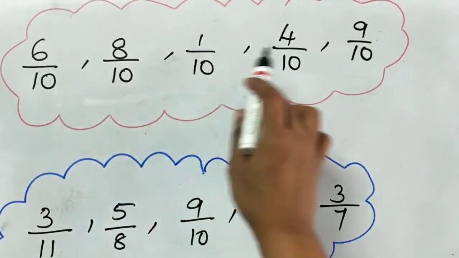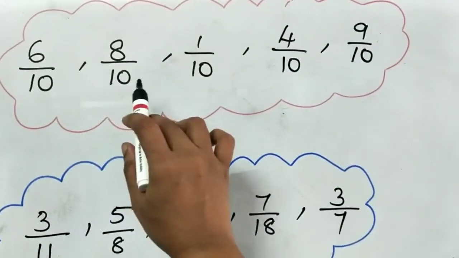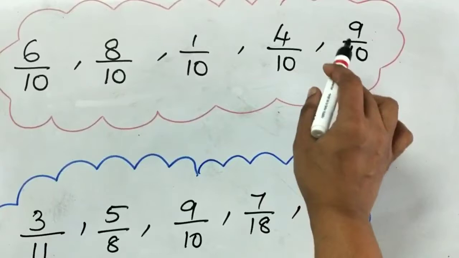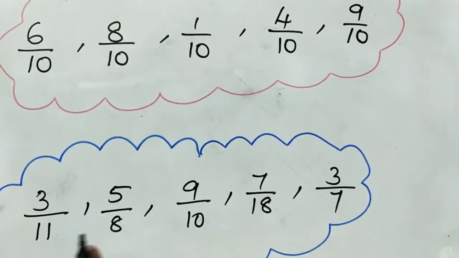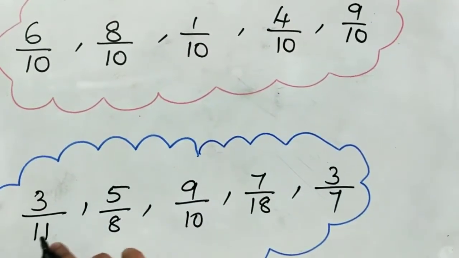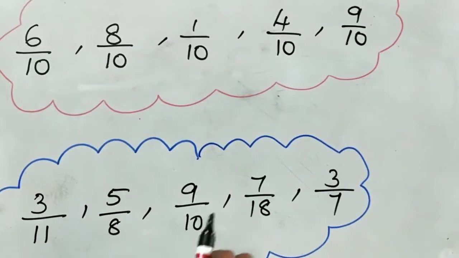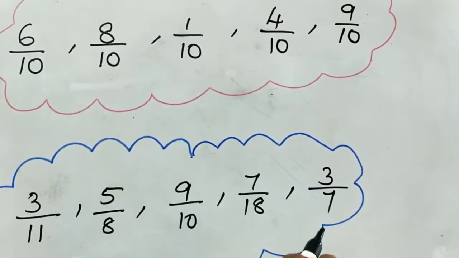Okay, now look here children. Here you can see some fractions. 6 by 10, 8 by 10, 1 by 10, 4 by 10, 9 by 10. And some fractions are here also. 3 by 11, 5 by 8, 9 by 10, 7 by 18, 3 by 7.